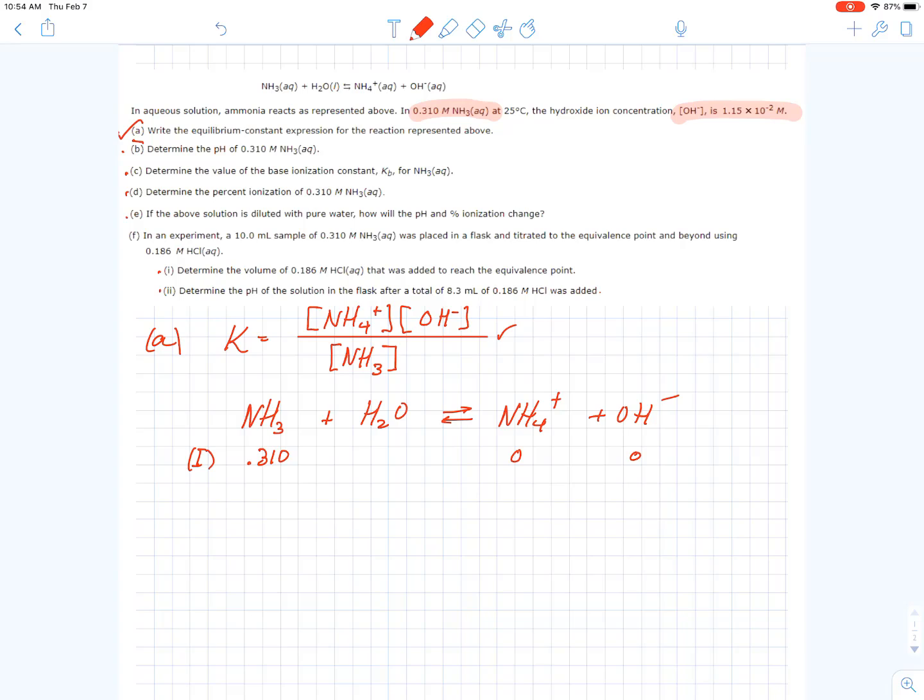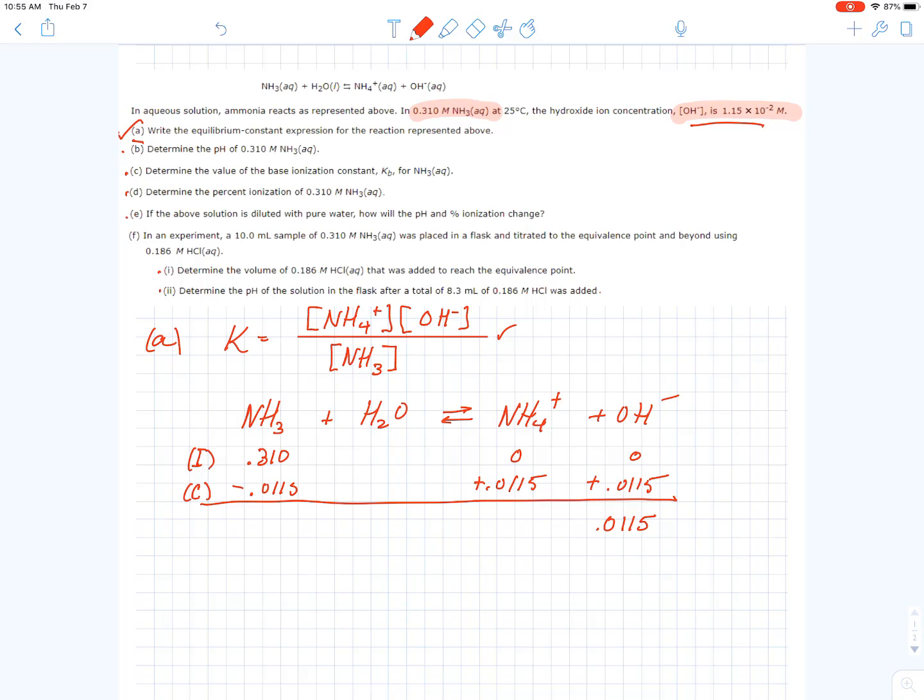There's going to be a change. Okay. Now, there's that other piece of data that they give us, which is critical. They tell us at the end that our hydroxide concentration is 0.0115 molar. That's the equilibrium amount. As soon as you end up getting two values in a nice chart, you can figure out the third. And once you've got the change, follow the stoichiometry, and you've got the entire chart.